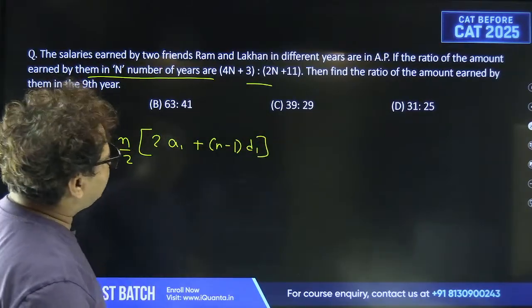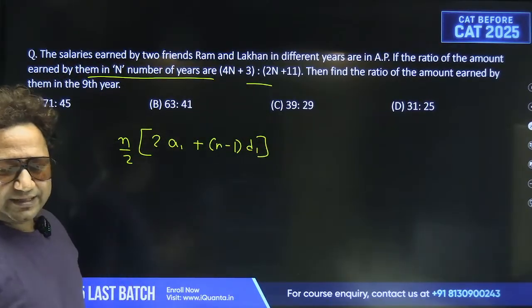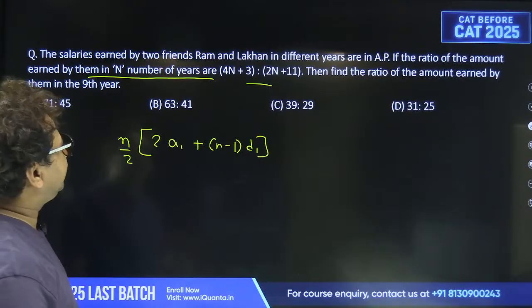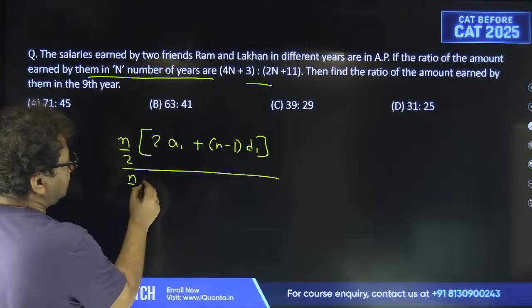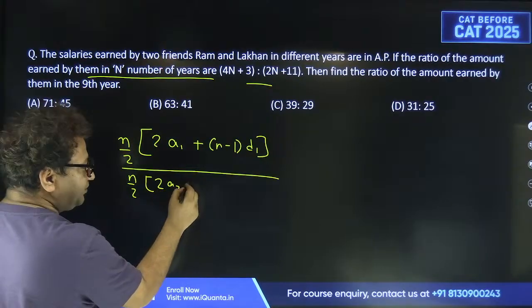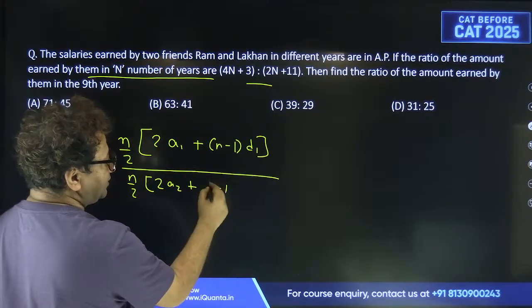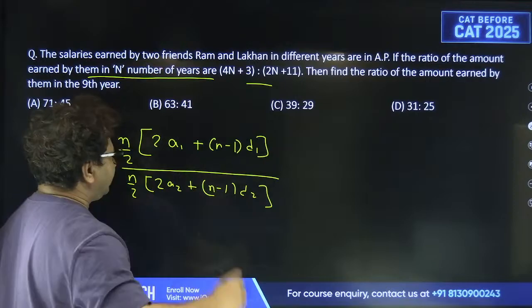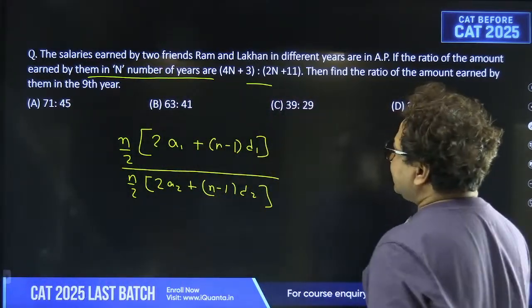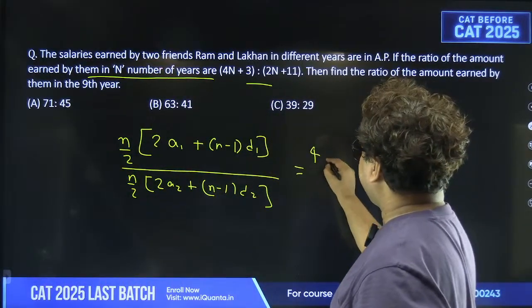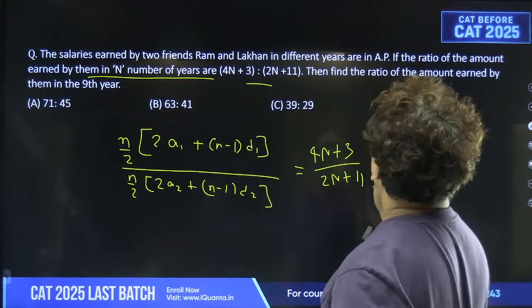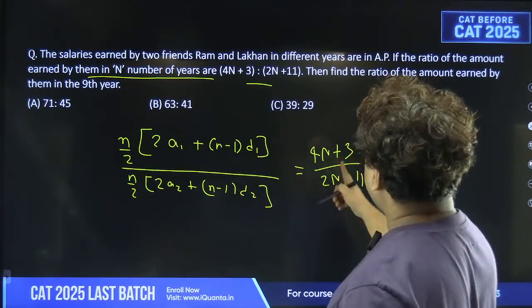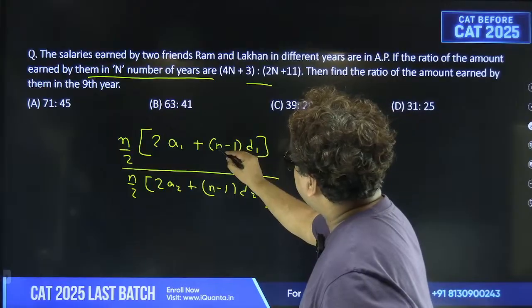This will be the sum of the salaries, basically the amount that Ram would have earned in n years, and for Lakhan it would be n by 2 upon 2. Let me take A2 because I don't know whether the salaries are equal or not, but one thing is for sure, that n is equal. Okay, now this ratio is given as 4n plus 3 upon 2n plus 11. I used capital N here, so I'll use capital N here too.